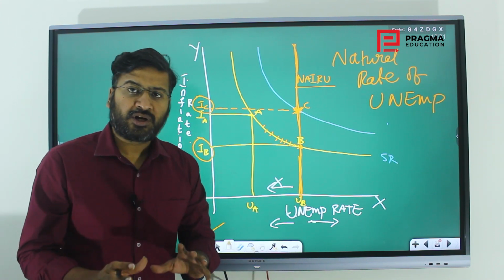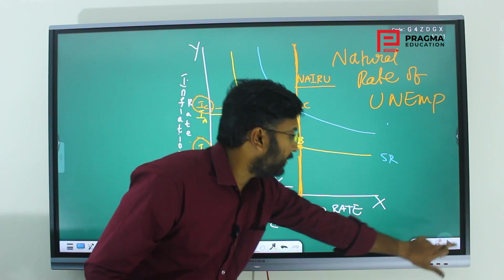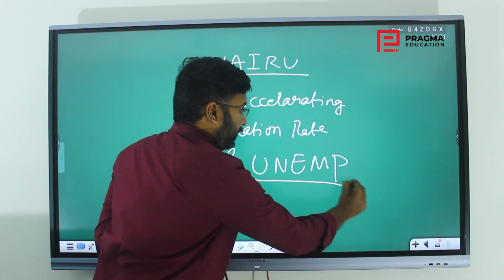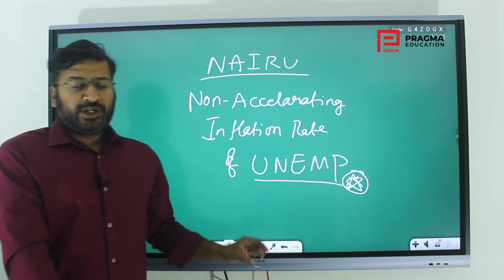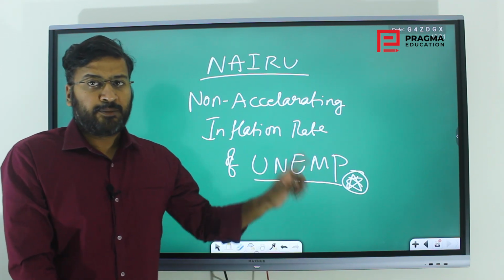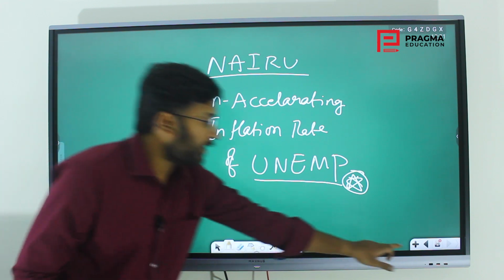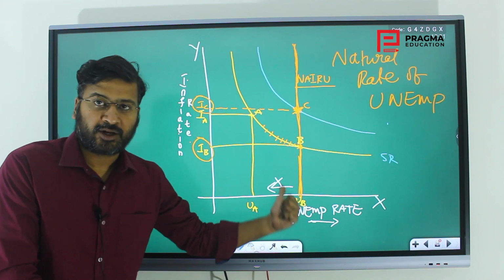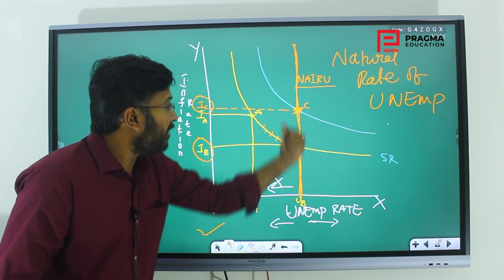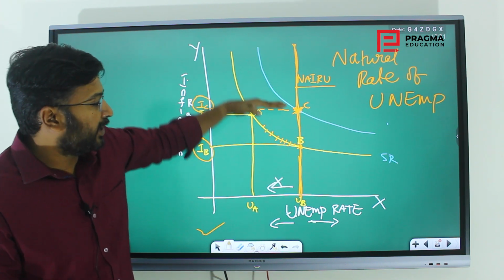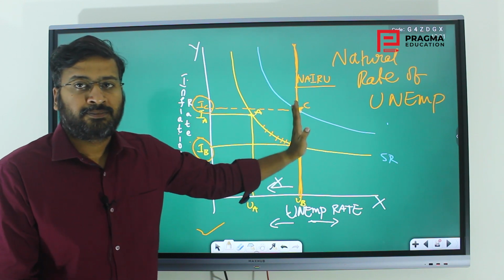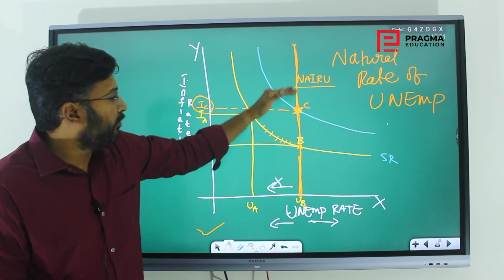So NAIRU is basically what? It is an unemployment rate. Okay, this you remember. NAIRU is not the inflation rate. NAIRU is the unemployment rate. Which unemployment rate? The lowest unemployment rate that an economy can sustain without having additional pressures on the inflation. Means without having this pressure on inflation, this is the limitation. So only on this curve can you now have this.